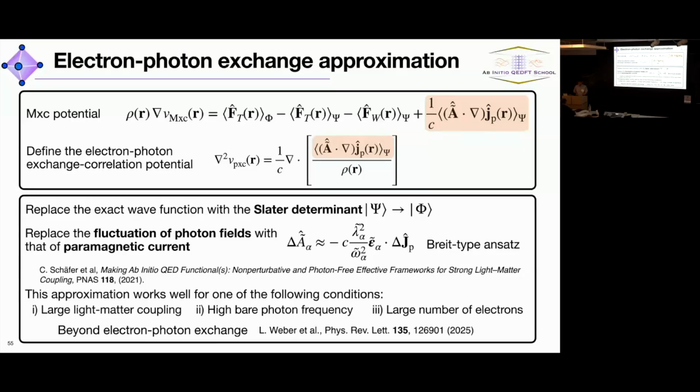Having the photon operators act on the electronic wave function, it seems that I wasn't sure about the end result. Is the delta symbol there the change in the fluctuation of photons? Yeah.